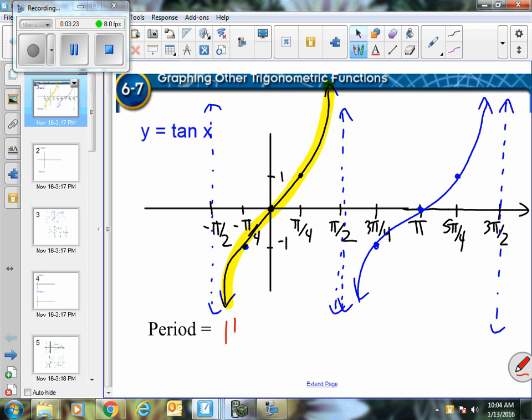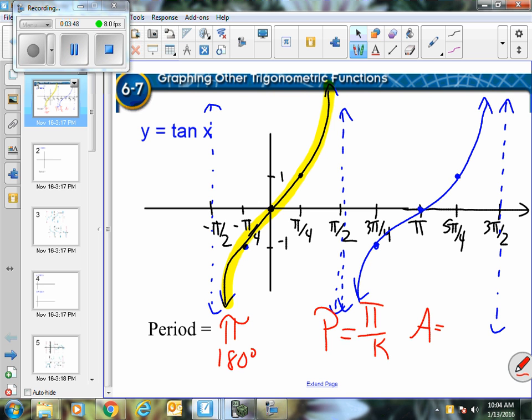So the length of the period of one complete graph is only pi, or 180. So it's actually shorter than what the sine and cosine parent graphs are. It repeats more frequently. So the period formula would be pi divided by k only. Whereas before we had 2 pi divided by k for sine and cosine, this would only be pi divided by k.